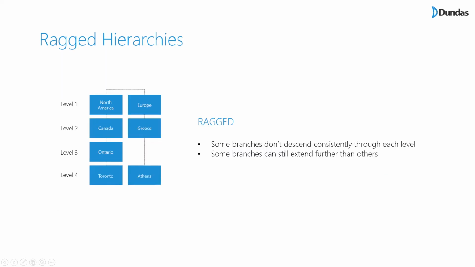This hierarchy has two branches. The North American branch descends consistently through each level, starting at continent, through country, through province, through city. However, with the European branch, you'll notice we skip the provincial level entirely and move directly to the city level.